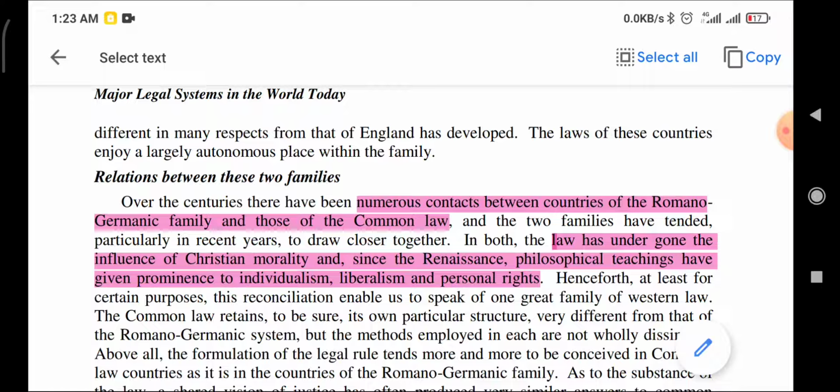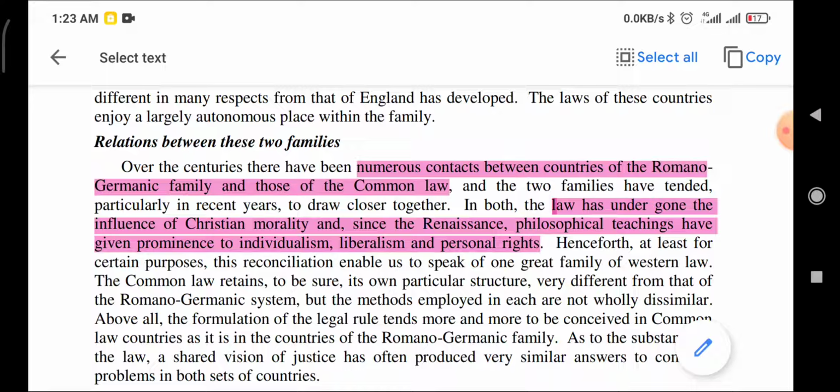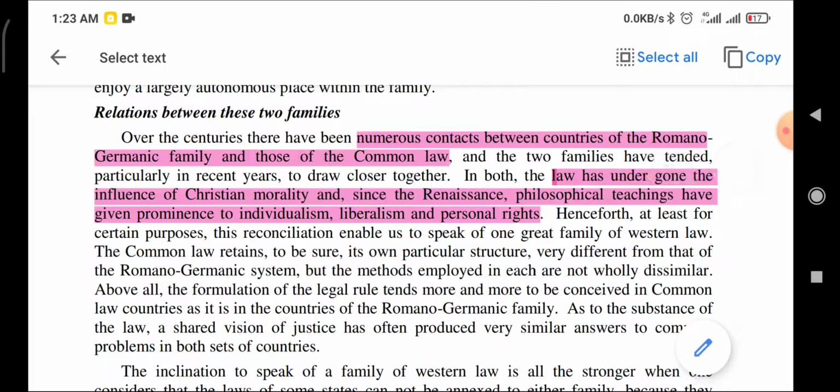Henceforth, at least for certain purposes, this reconciliation enables us to speak of one great family of Western law. The common law retained, to be sure, its own particular structure, very different from that of the Romano-Germanic system, but the methods employed in each are not wholly dissimilar.